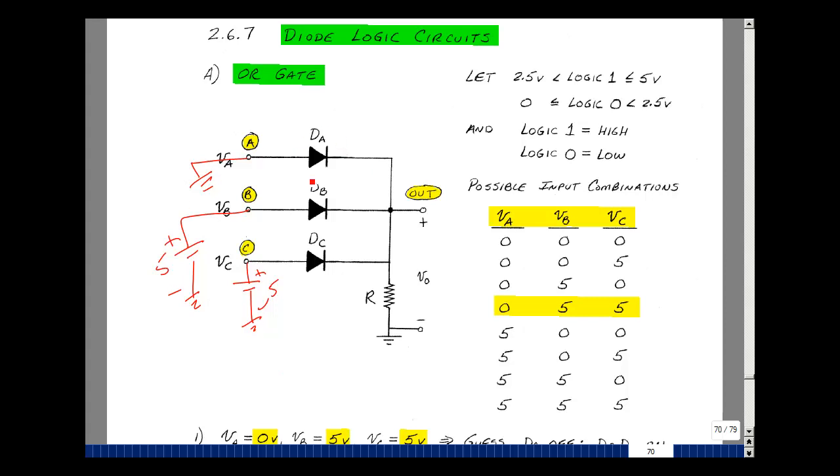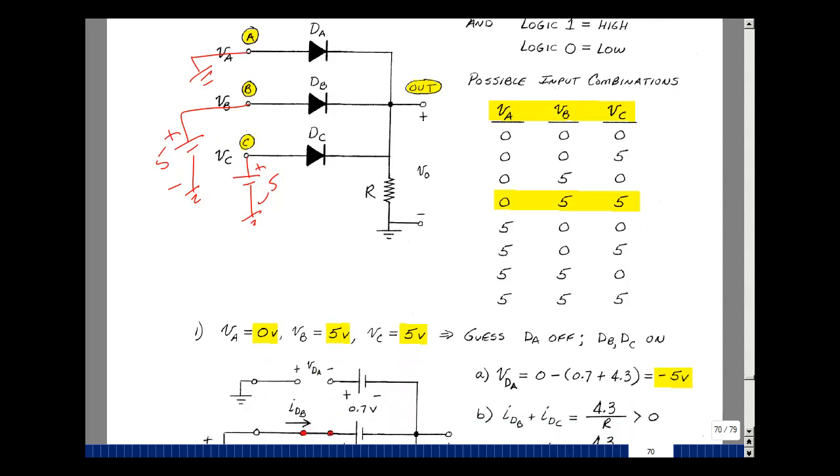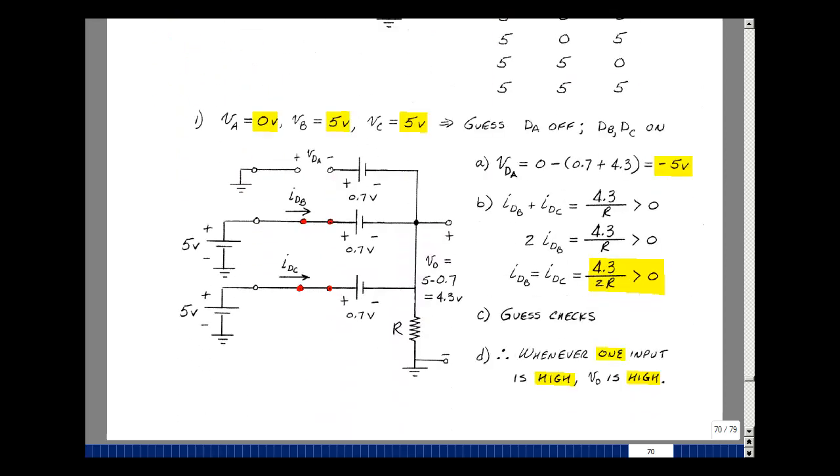Let's model these diodes with an ideal diode and a battery, and then we'll take our guesses and see if they're correct. So I replace diode A with an ideal diode and a battery of 0.7, and likewise for the other two. I'm going to solve for the voltage across the diode and the current through the diode to verify the guesses. We can solve for the output voltage because here I've got 2 voltages and then a voltage back to ground. So the rise in voltage would equal the drop. The rise in voltage would equal minus 0.7 plus 5, or 4.3.